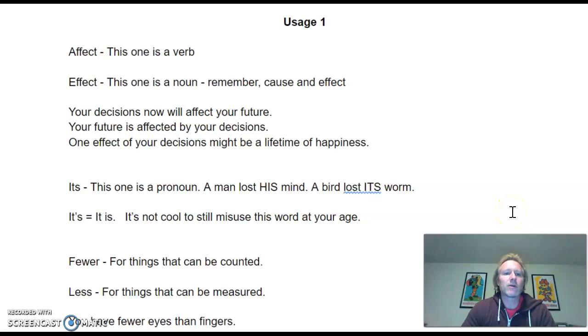Okay, so today we're going to start covering usage. Usage is basically just words that we use all the time, but that we misuse very commonly. And so we're going to do 5 of these every week for the next 5 weeks. Then we'll do a little review. Then we'll do a little test.